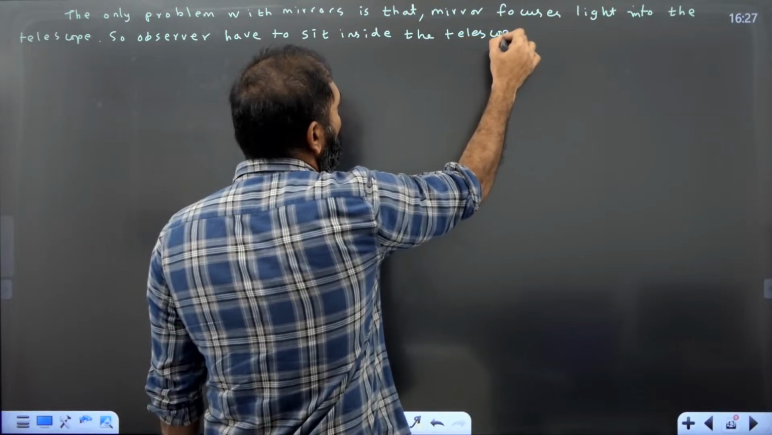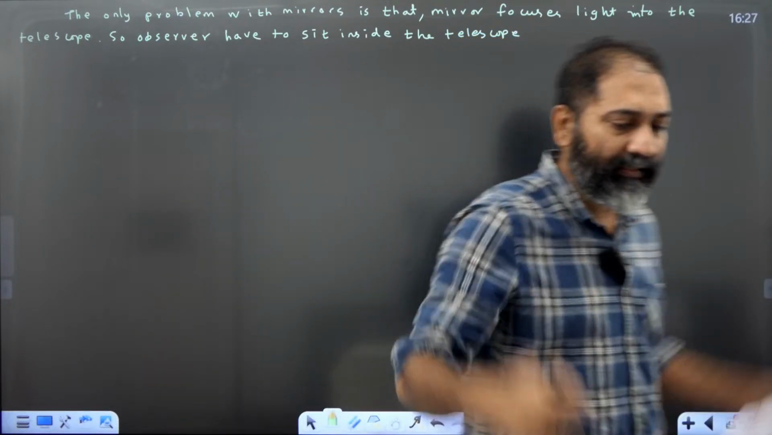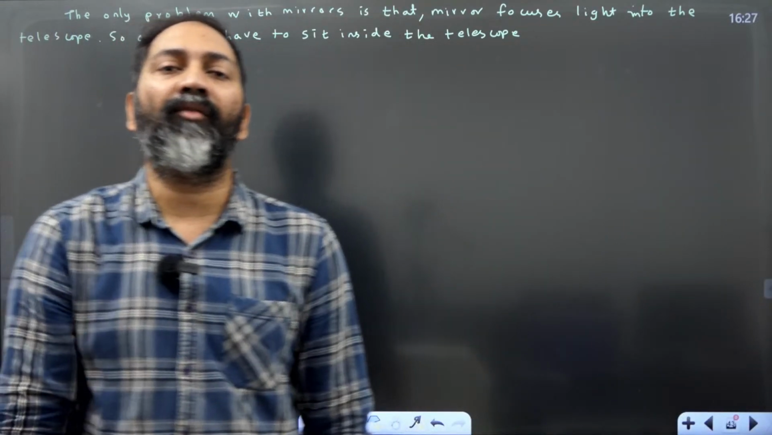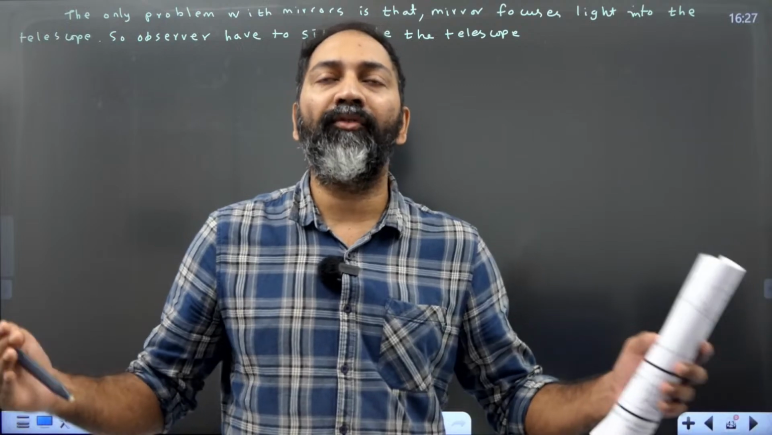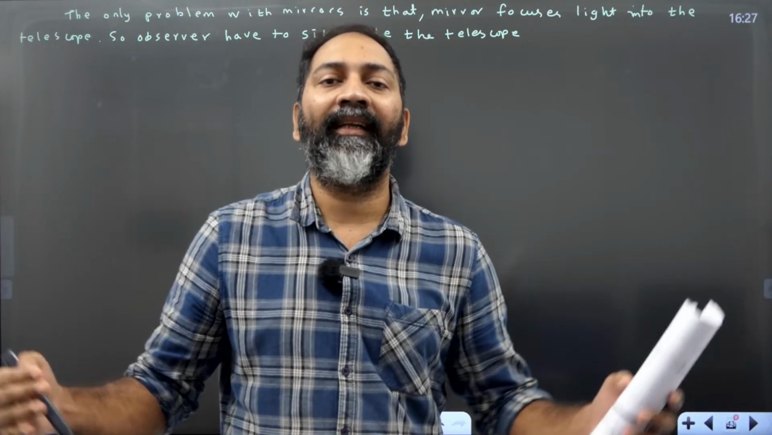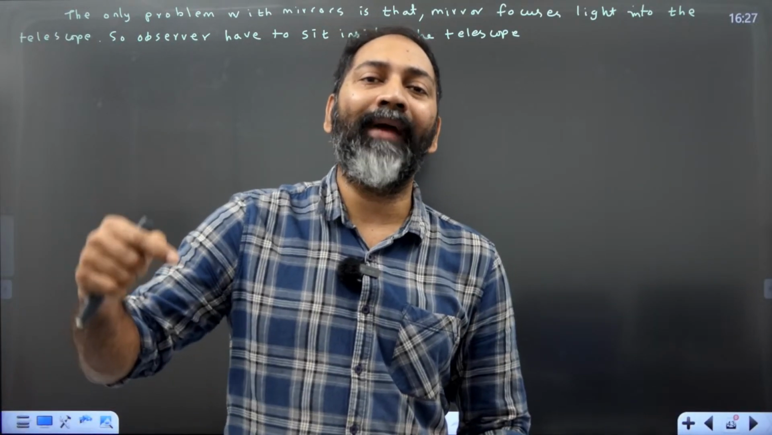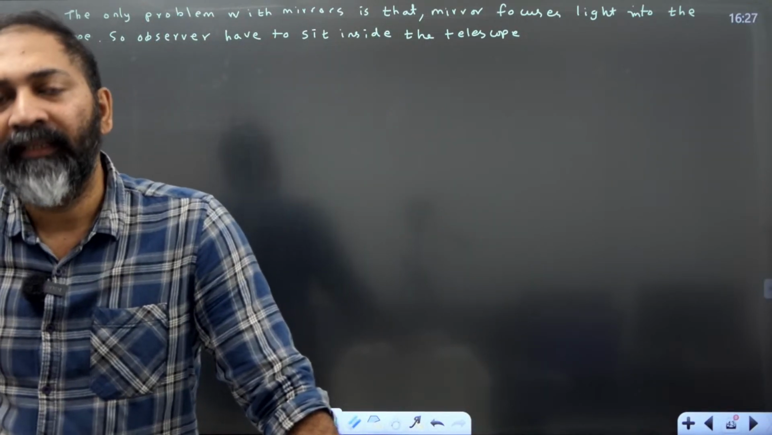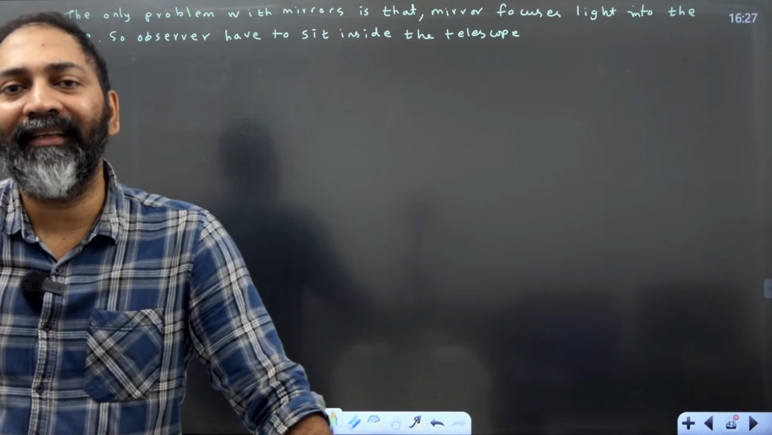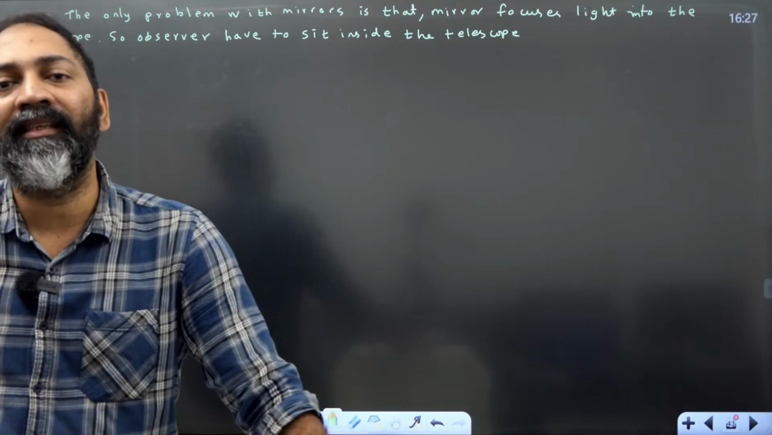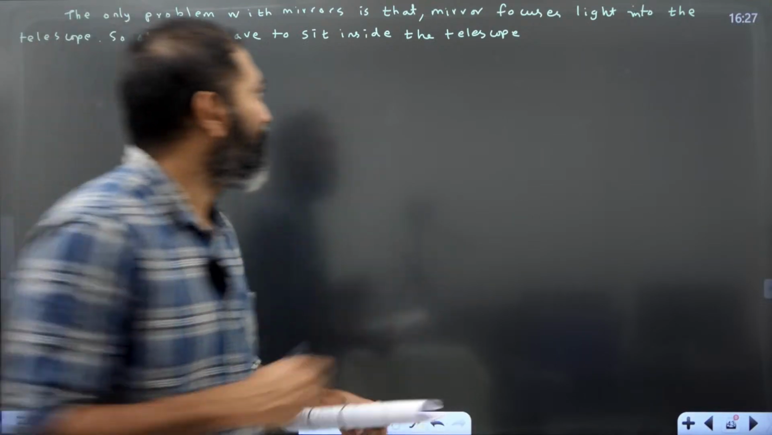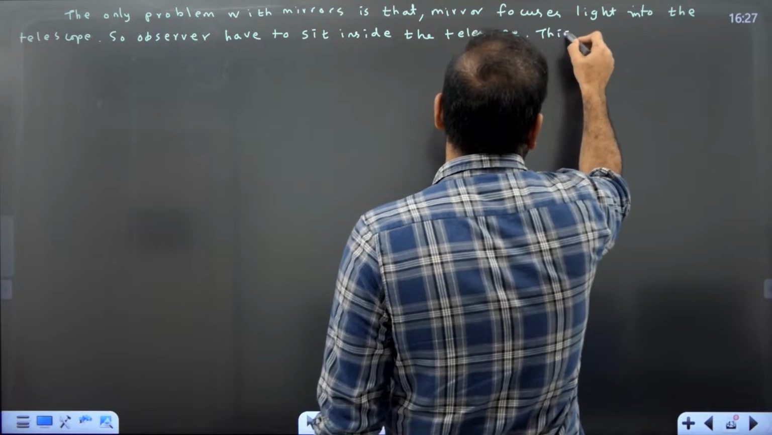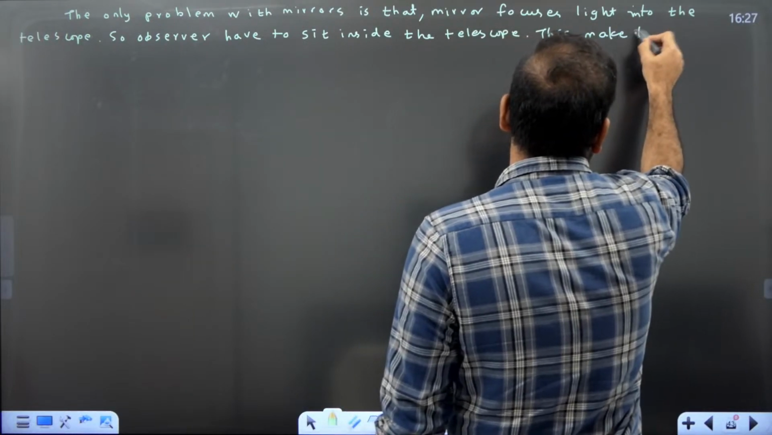So what is the problem with the mirrors? A mirror focuses light into the telescope, so the observer has to sit inside the telescope. That means the telescope should have such a size that it can accommodate a person viewing through it. This makes the telescope size large.